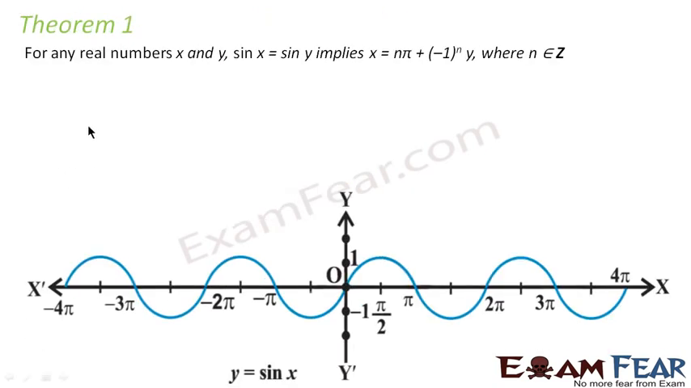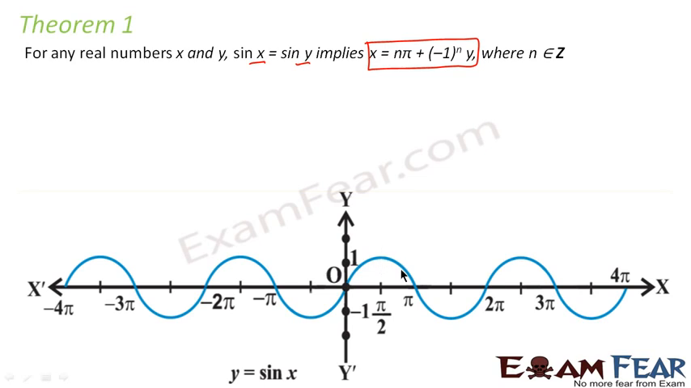Theorem 1 says that for any real numbers x and y, if sin x is equal to sin y, then x is equal to n pi plus minus 1 to the power n into y. Please note, we have to remember this. If sin x is equal to sin y, then x is equal to n pi plus minus 1 to the power n into y. Why do we get this? We can prove it using a graph.